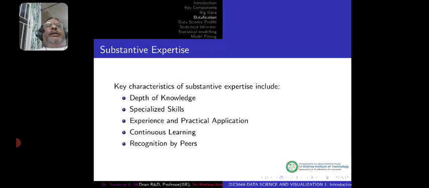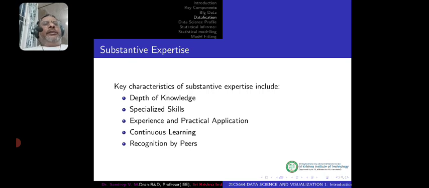So, looking at the substantive expertise, the key characteristics of substantive expertise include depth of knowledge. Yes, of course, whatever problem we are trying to solve, we need to have thorough knowledge about the domain. Then, to work with any problem, we need some specialized skills. Then, of course, experience is required, and we need to have practical experience with any application we are working on.